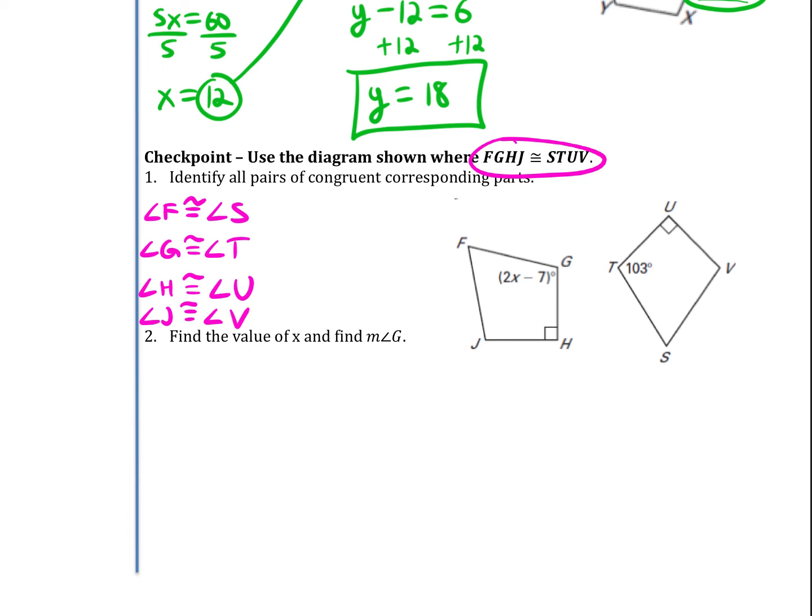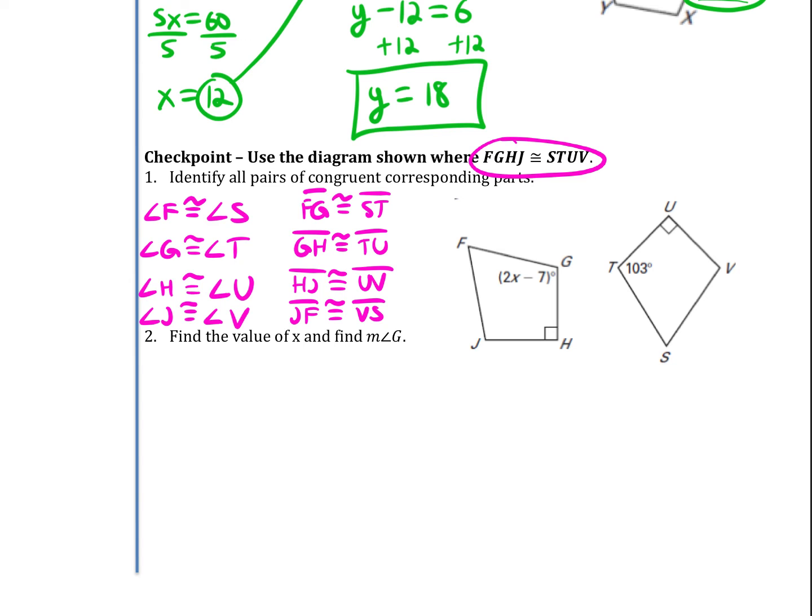Now I got to do side lengths here, so let's do that. So we do FG is the first one. It's congruent to ST. GH is congruent to TU. HJ is congruent to UV. And then we can do JF, or FJ, is congruent to VS. And those are the congruent corresponding parts.